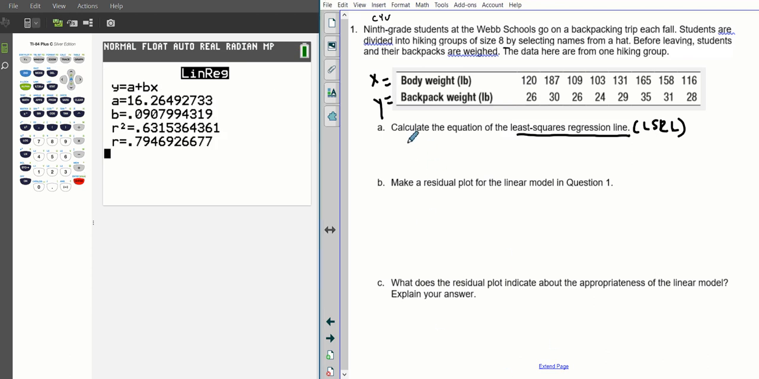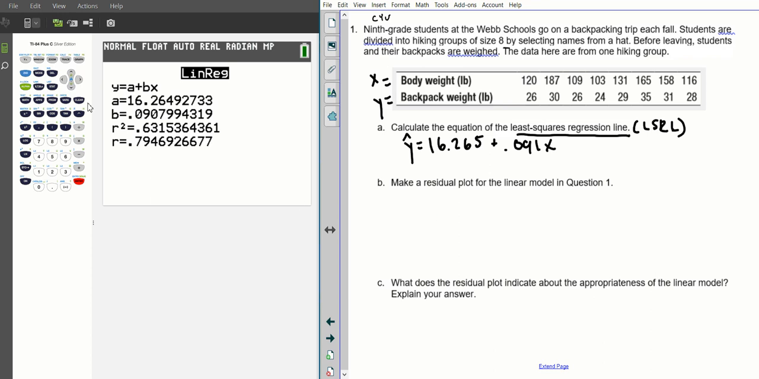So what we have is y hat, which is the predicted values of the backpack weight, equal to 16.264, or if we round to 3 decimal places, 16.265, plus our slope 0.091 x. And that's what we have there.